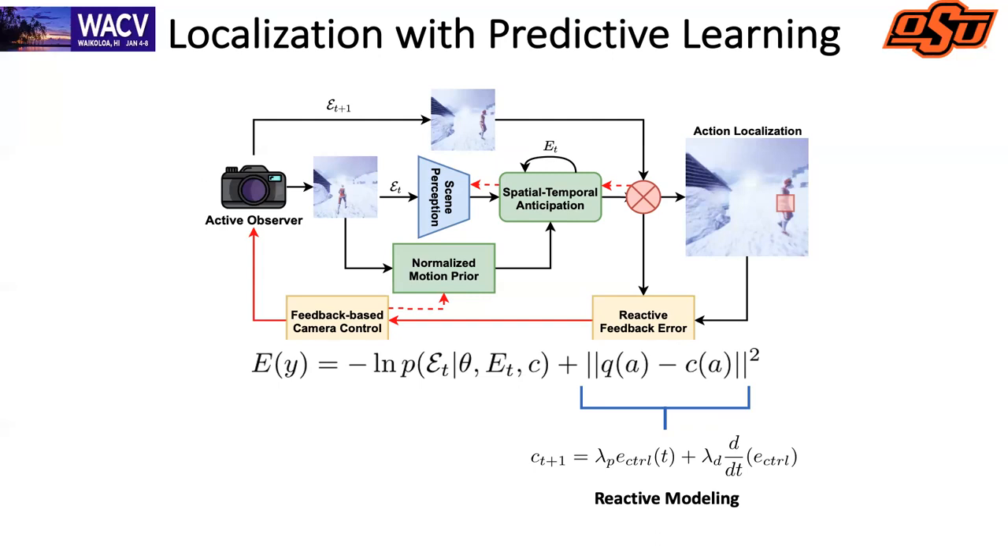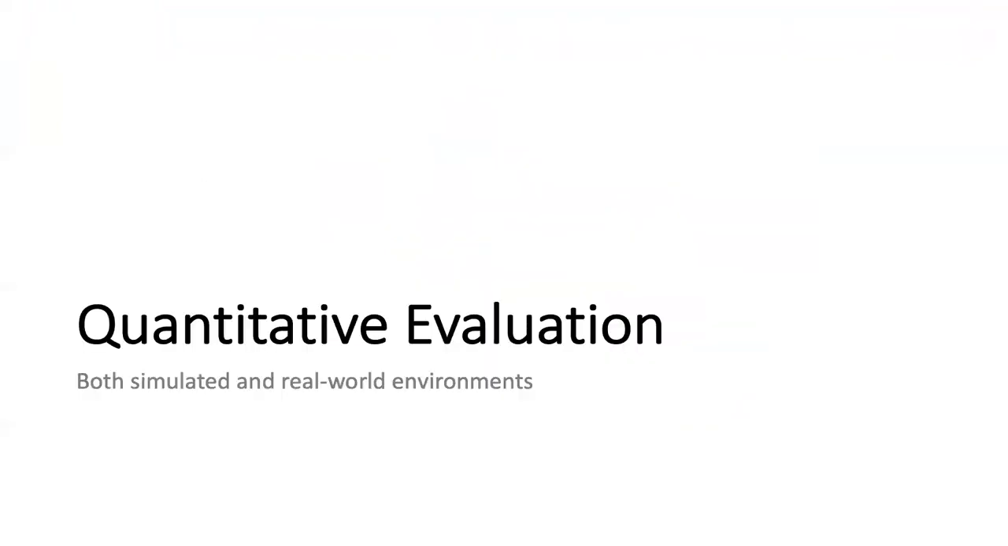The second term, on the other hand, is used as anticipatory control to reduce the effect of the position error by choosing an action influence generated by the rate of change of the error. This allows us to effectively reposition the embodied agent to actively track an action of interest. We evaluate our approach on both simulated and real-world environments.